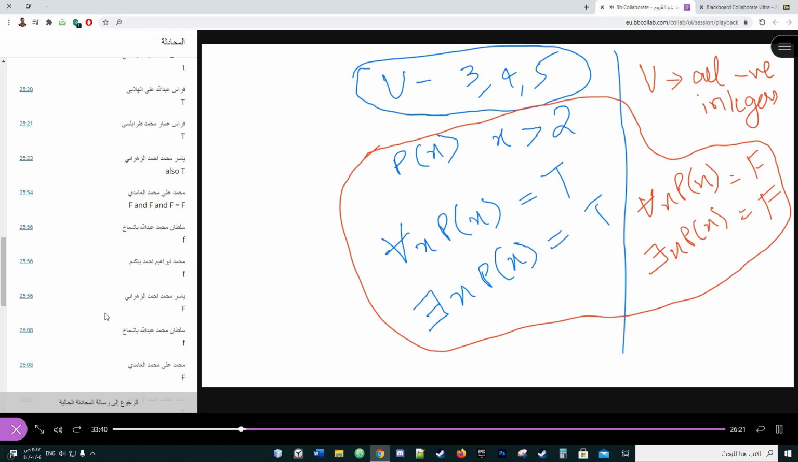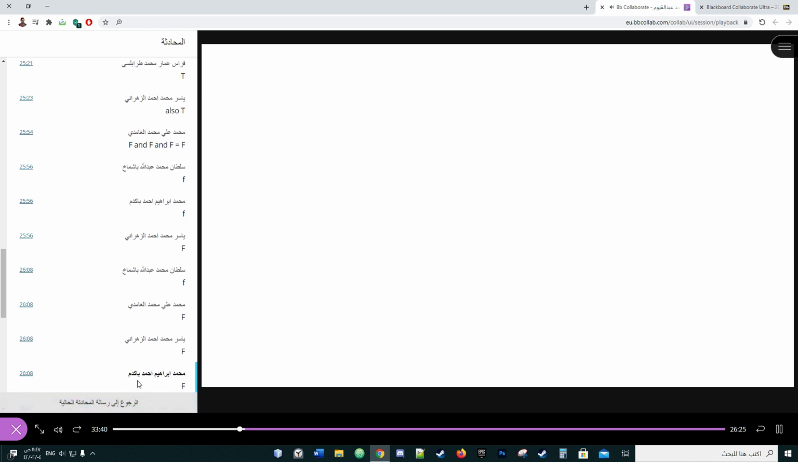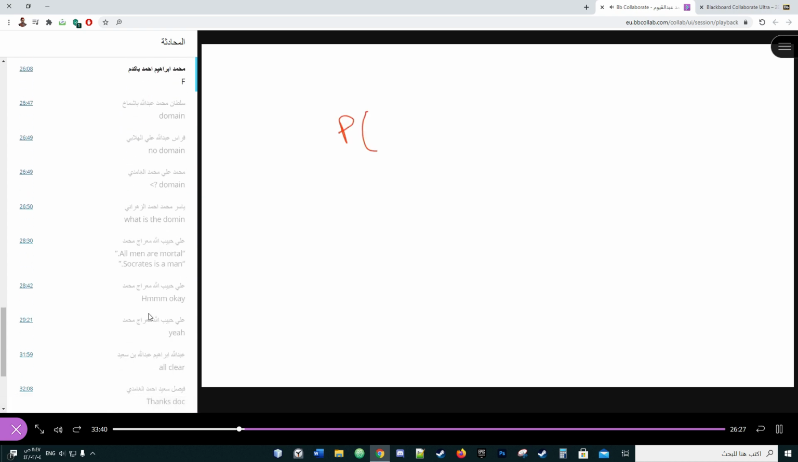Okay, I'll ask you a very tricky question. P of x is x minus 1 greater than 5, for all x P of x and for some x P of x. Okay, what are the values?